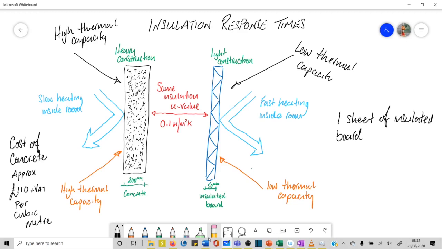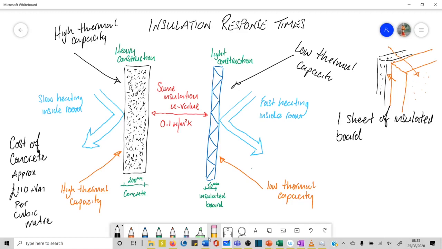Effectively what you've got is, let's see if I can draw this. You've got plasterboard here, and then you've got a thick skin of what looks like foam, solid foam, that's glued to the board, like that, and then the whole thing is fixed through the plasterboard into a stud or into brickwork, and so on and so forth. So that's what the light construction, the insulated board, would look like.